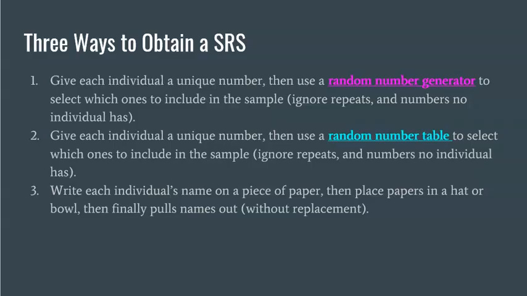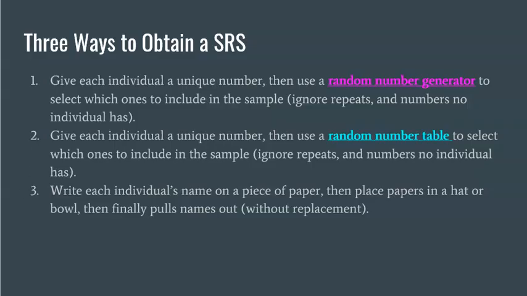So that would need to be done without replacement. Now, the randomness there comes from the fact that if you mix the bowl up, it should be completely random what you pick. Obviously, we don't want to look into the bowl. We want to make sure we're blindfolded or something silly like that. But those are all three ways to collect a simple random sample.